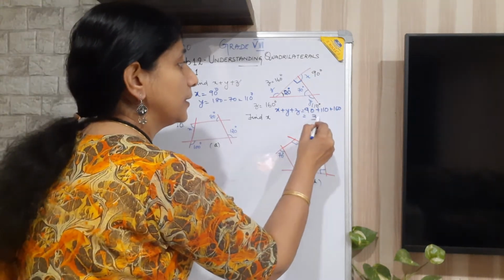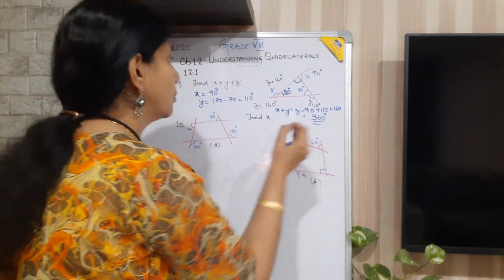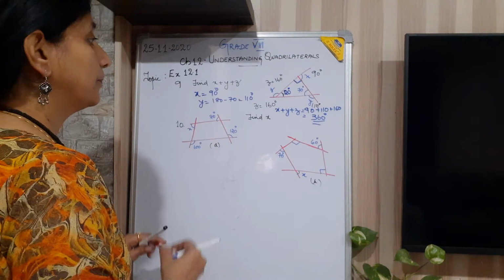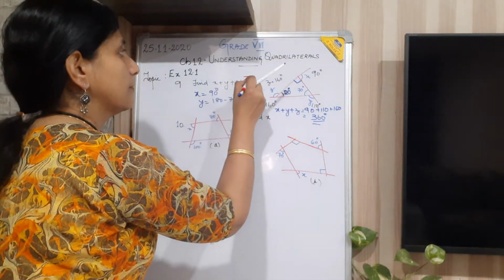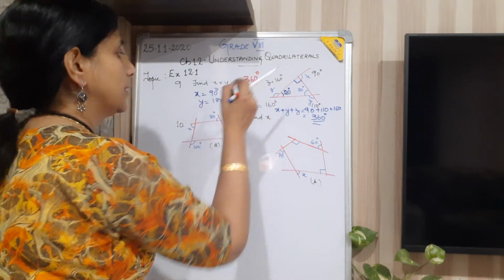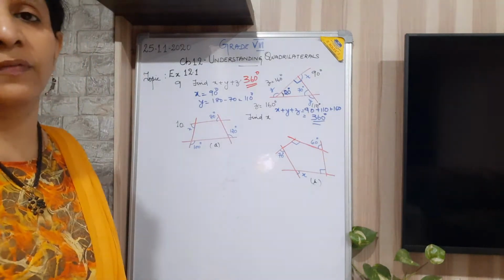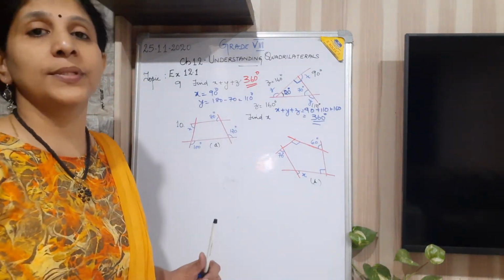That is 360 degree. So you got here as 360 degree. X plus y plus z is equal to 360 degree. Now next question. We will go for the next question. It is question number 10.